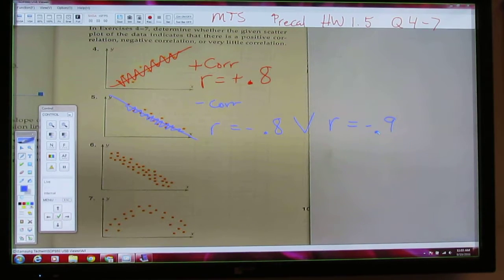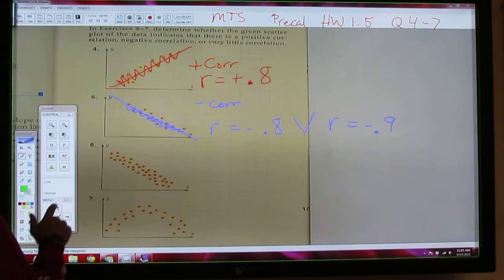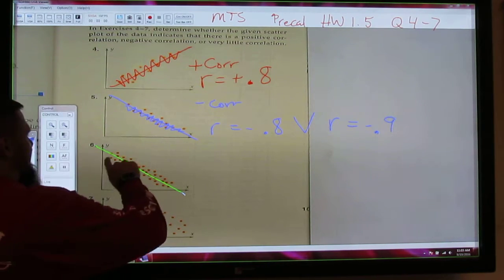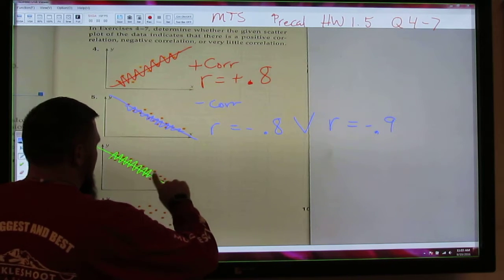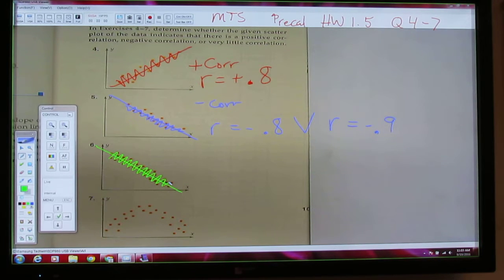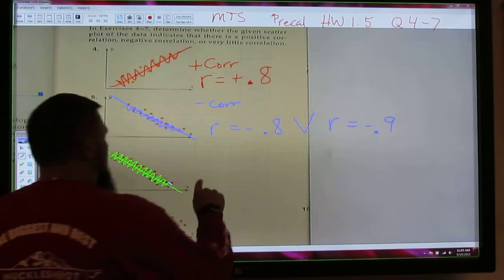Because it's pretty tight. Now this one's negative, but it's definitely not tight. Okay? So this was definitely a 0.8.